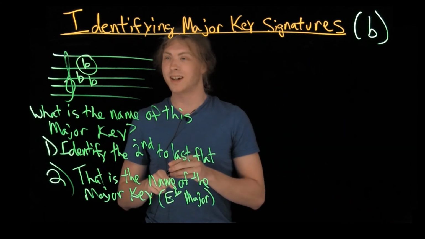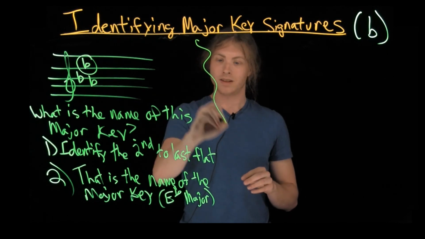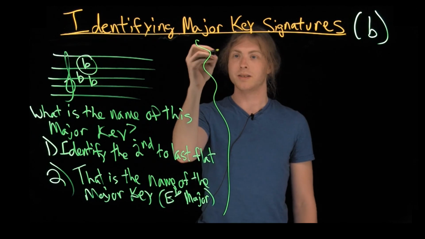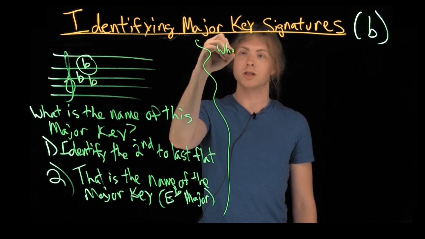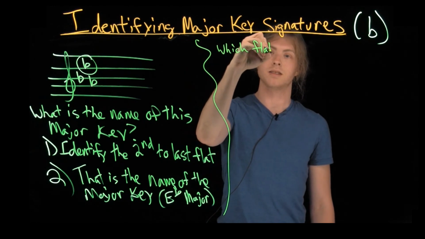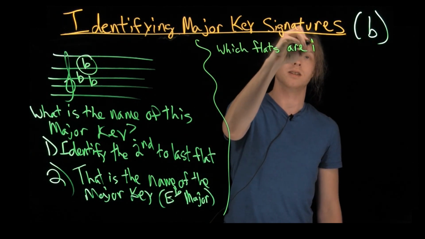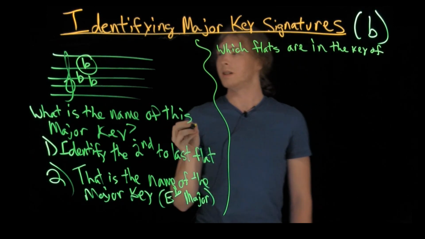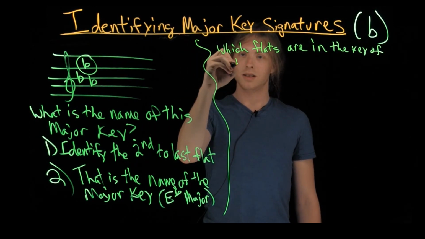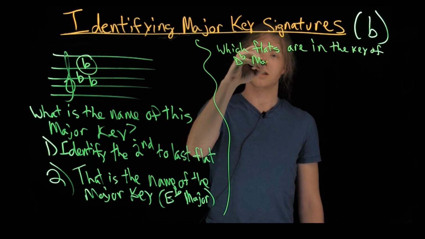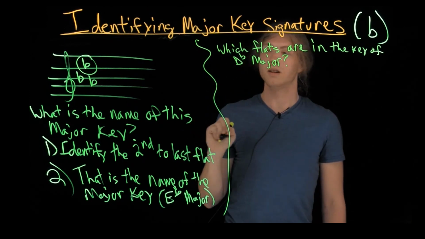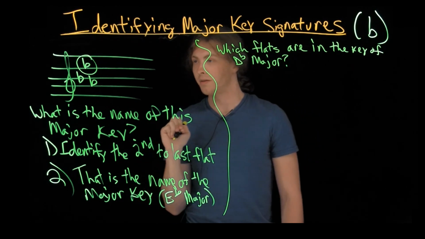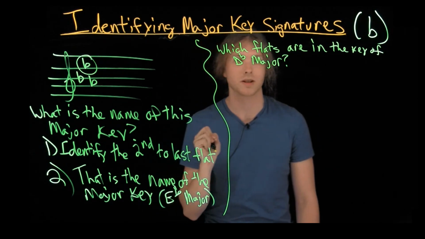So now we're going to ask the opposite question once again. And that question is something like, which flats are in the key of, let's do D flat major. Now, as we had the order of sharps in the previous video, we also have an order of flats, which will help us figure this out.